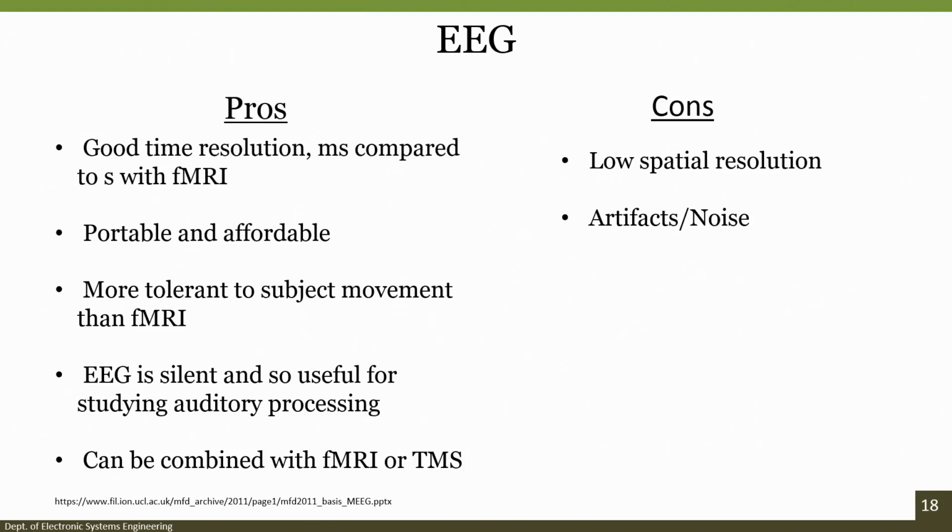So, what are the advantages of EEG and what are the disadvantages of EEG? The first advantage of EEG would be good time resolution, in milliseconds, compared with seconds in fMRI. So, what is fMRI? fMRI is functional magnetic resonance imaging, or functional MRI, and what does it measure? It relies on the fact that cerebral blood flow and neuronal activation are coupled.